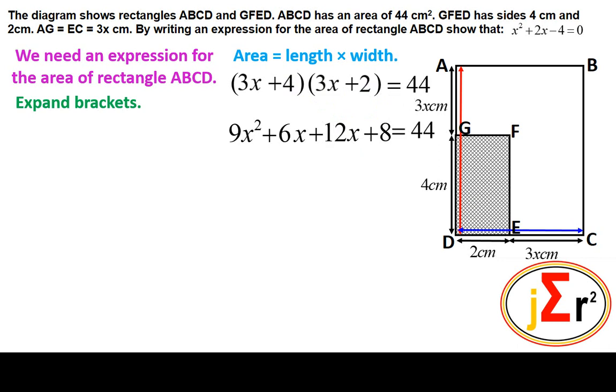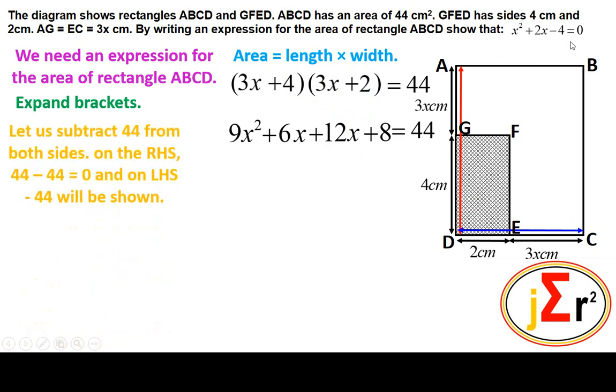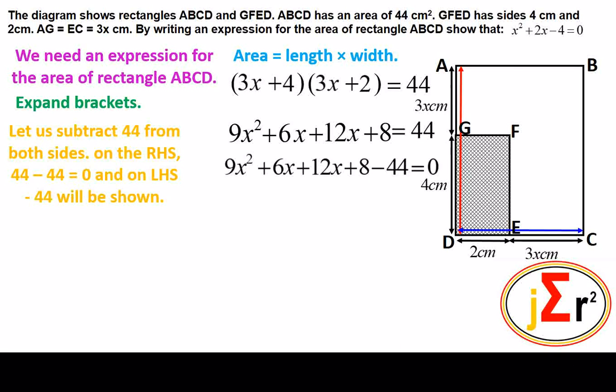And we see that we are still some distance from achieving our objective of this expression. We will continue. Let us subtract 44 from both sides. That's our next step. Subtract 44 from both sides. By so doing, we will have 0 on the right hand side, and on the left hand side we'll just have a negative 44 in addition to what we have there before. We have 9x squared plus 6x plus 12x plus 8 minus 44 is equal to 0.